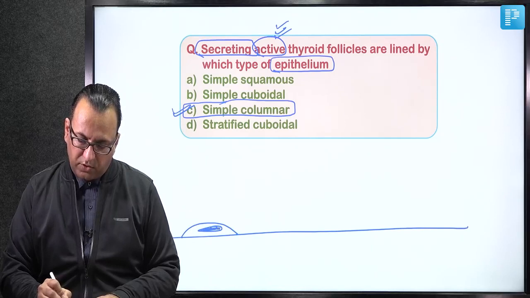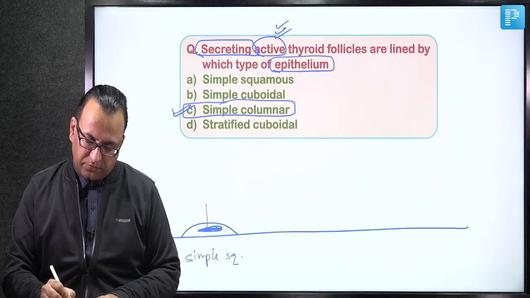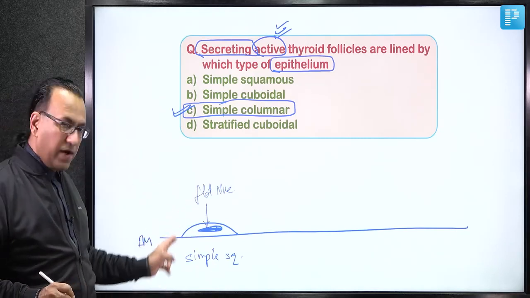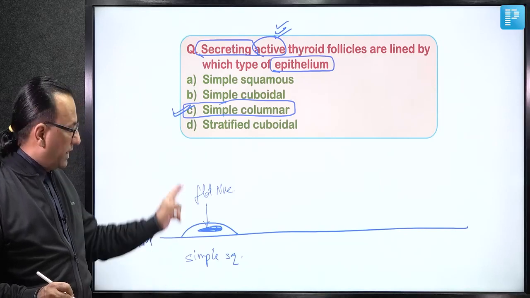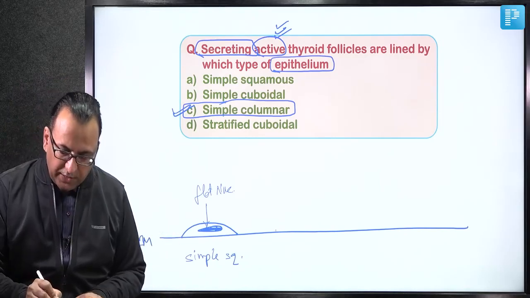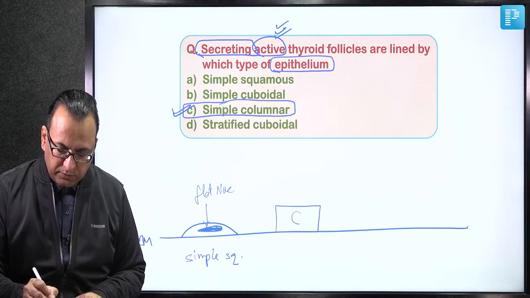This will be what we are calling simple squamous epithelium, a flat cell with flat nucleus, which can be seen if the follicle was not very active, a resting follicle. Now, if it is a moderately active follicle, then you'll see the height of the cell becomes equal to the breadth of the cell, and there is a central spherical nucleus.